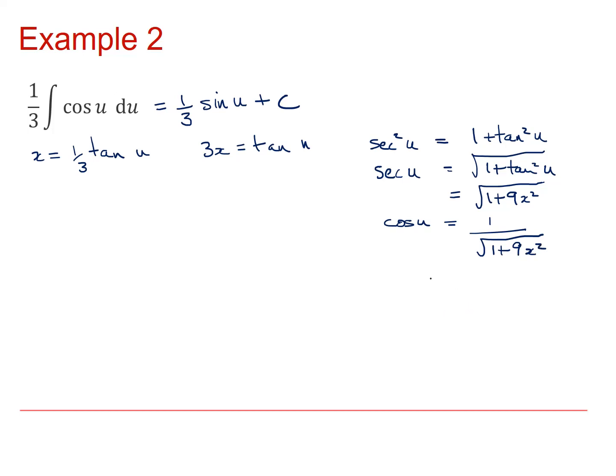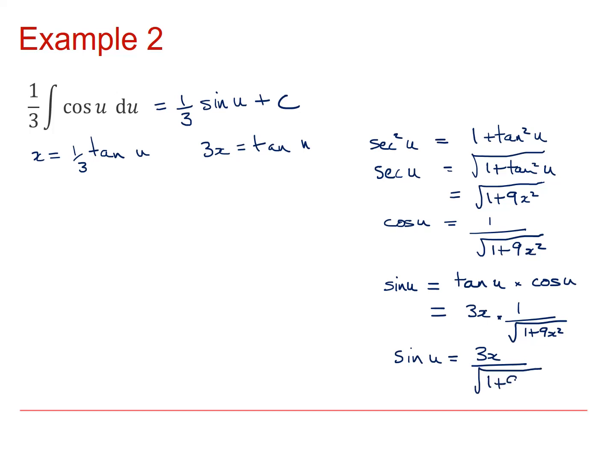Now, how do I get sine u? Well, sine u can be got from tan u times cos u. Remember that tan is sine over cos, so they would cancel off. Well, I know that tan u is 3x, and that cos u is 1 over the square root of 1 plus 9x squared. So that tells me that sine u is equal to 3x over the square root of 1 plus 9x squared.